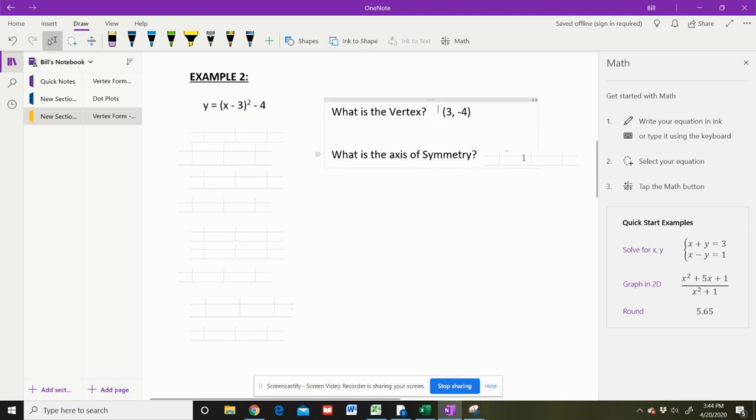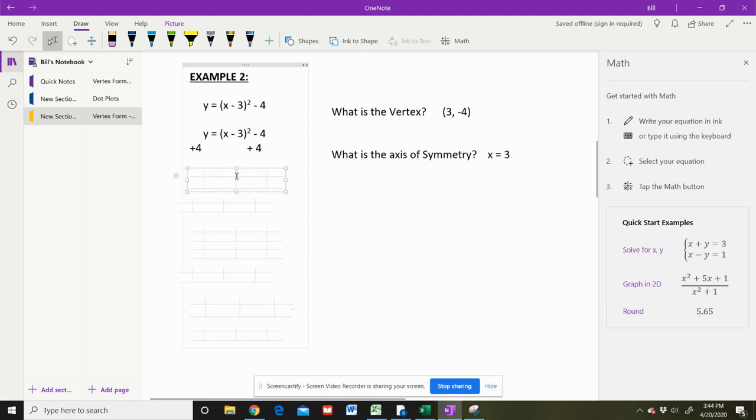And then my axis of symmetry is just x equals my x-coordinate, right? I always use x equal to for the axis of symmetry. So that's going to be x is equal to 3. All right, so first step, I want to get this (x minus 3) squared by itself, so I've got to get the 4 to the other side. When going to the opposite side, I've got to use the opposite operation. So I am going to add 4 to both sides.